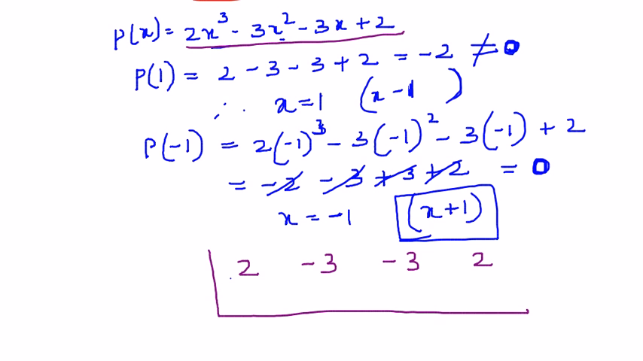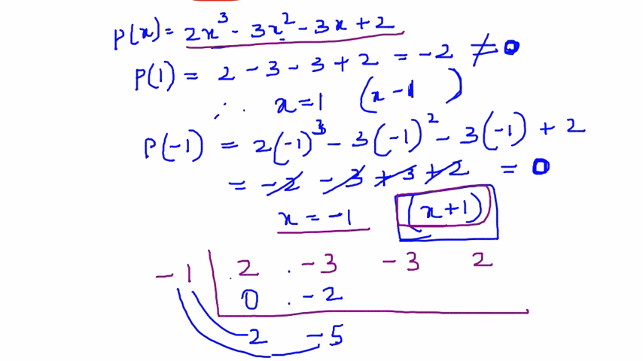இப்போ நம்ம எதால divide பண்ண போறோம்? Since we know that x plus 1 is a factor, we are going to divide by minus 1. Right? x plus 1 equal to 0 means x is equal to minus 1. So we will divide it by minus 1. So first put a 0 here. 2 plus 0 is 2. Now multiply 2 into minus 1. You get minus 2. Add these two. You get minus 5. Minus 5 into minus 1 multiply panna you will get plus 5. Again add these two, you get plus 2. 2 into minus 1 is minus 2 and you get 0.